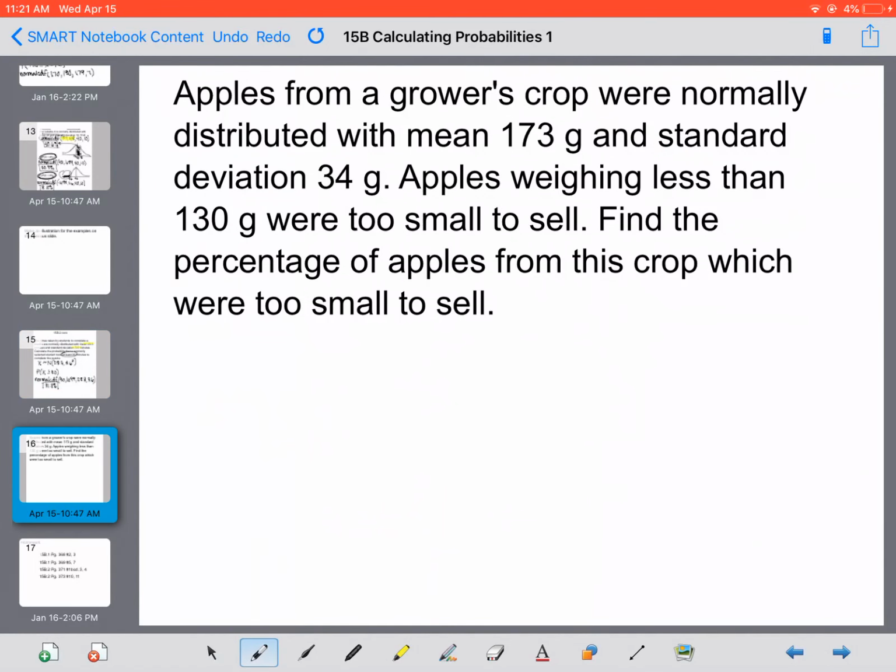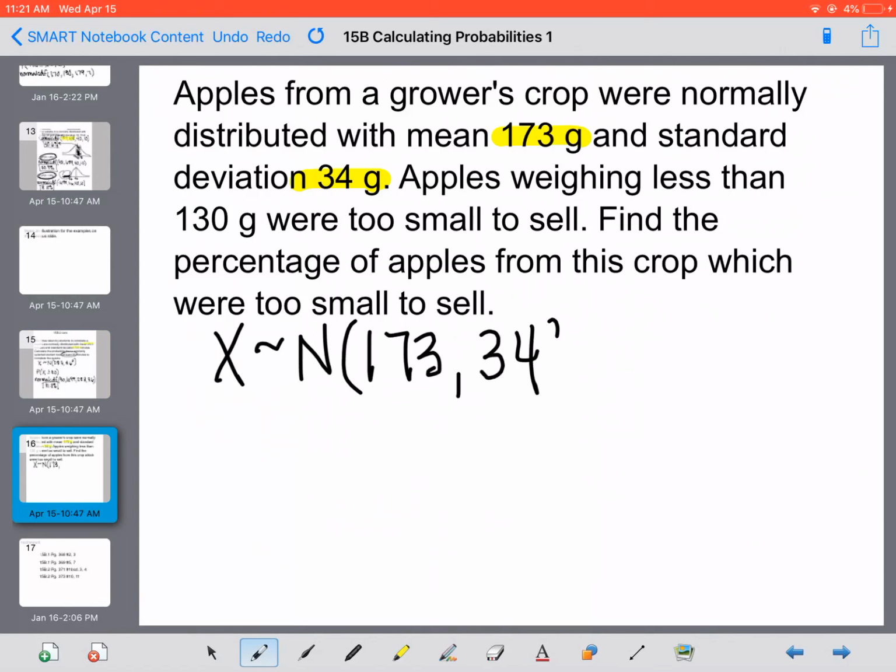Okay, so apples from a grower are normally distributed, and our mean is 173 and standard deviation is 34. It says apples weighing less than 130 grams were too small to sell. And it says find the percentage of apples from this crop that were too small to sell. So again, I'm saying that it's normally distributed. So x is normally distributed with a mean of 173 and a standard deviation of 34.